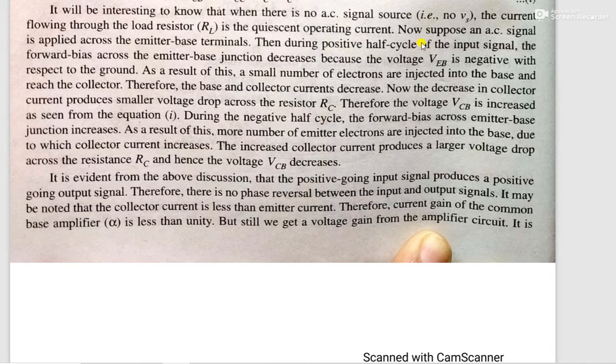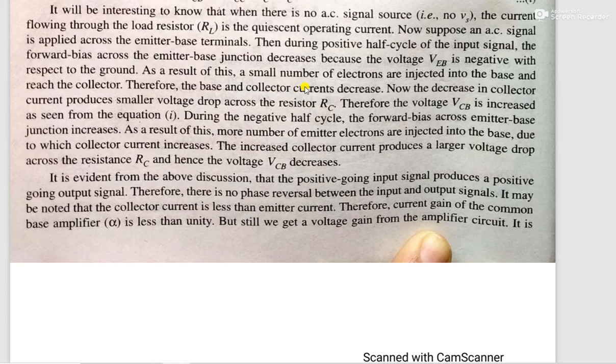During the positive half cycle of the input signal of a common base amplifier, the forward bias across the emitter base junction decreases. So we get a voltage VEB that is negative with respect to the ground, and as a result of this, a small number of electrons are injected into the base and reach the collector. Therefore, base and collector current decreases.